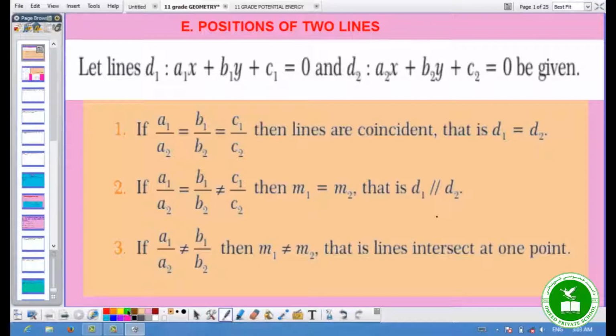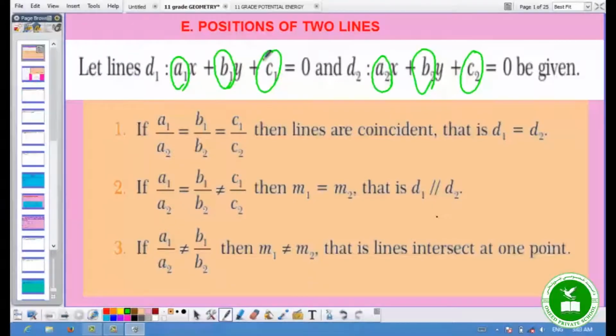Coefficient, I mean here, the adjacent number to these variables x and y in both the equations, and also the ratio of these constants. We check the ratio of these numbers to decide the positions of two lines. How can we determine this?